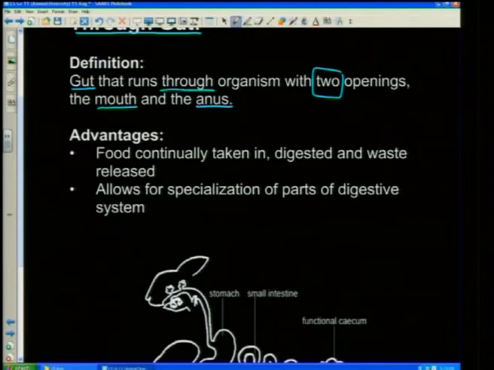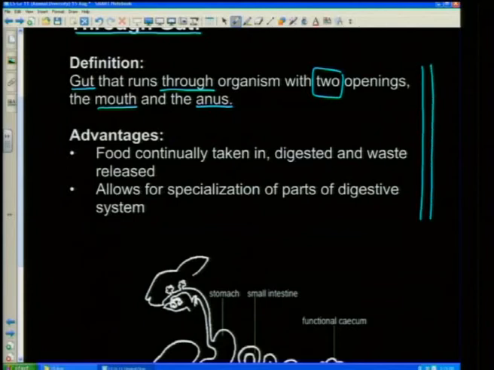If I just have to draw a simple diagram, if you have to remove your whole digestive tract, you're going to see that your tract is actually one long pipe. There's an opening at the top, the mouth, there's an opening, the anus. So it's a through gut. So food enters and the wastes will be excreted via the other opening.